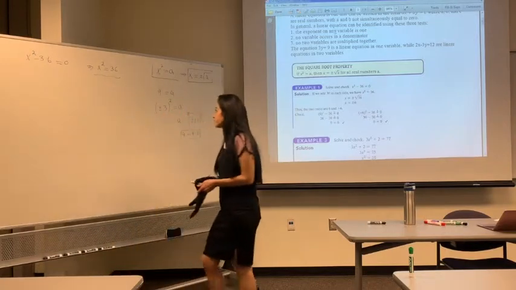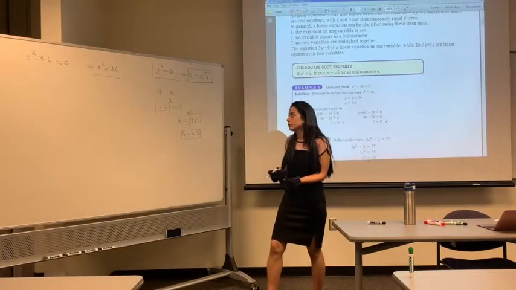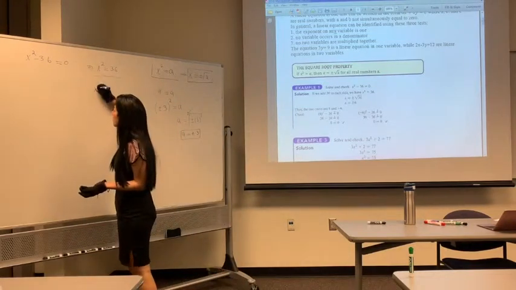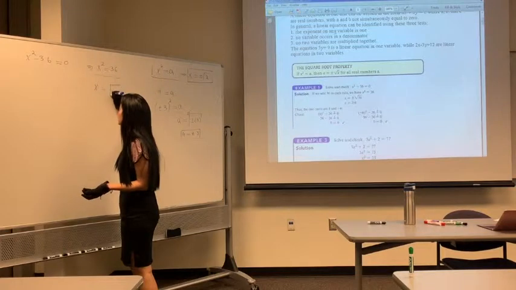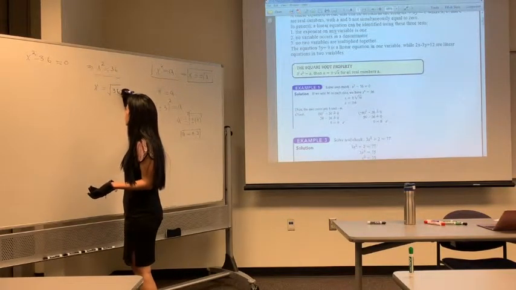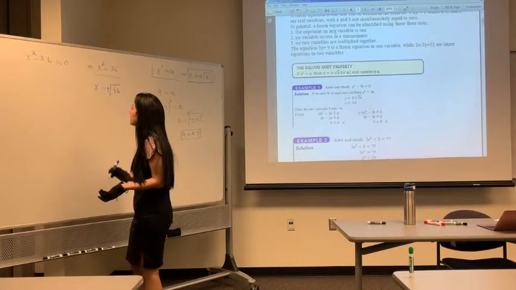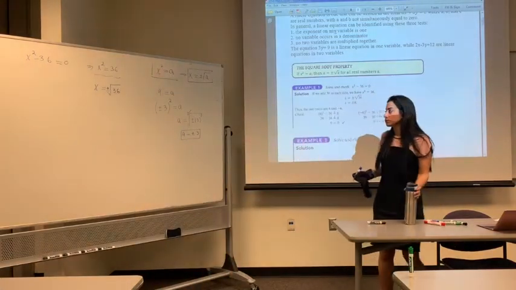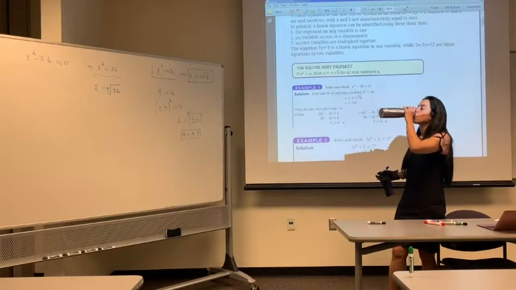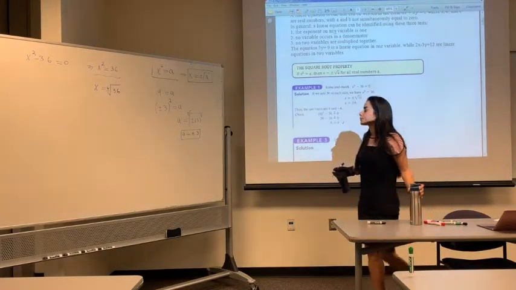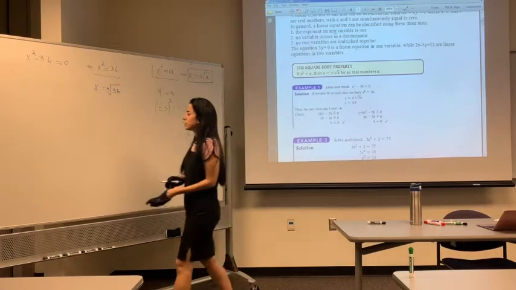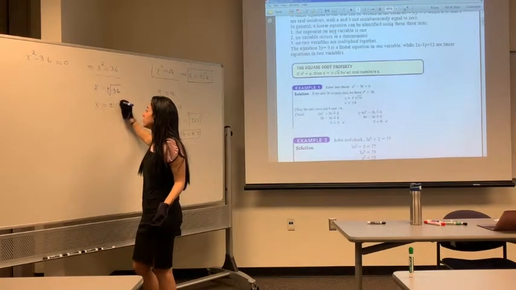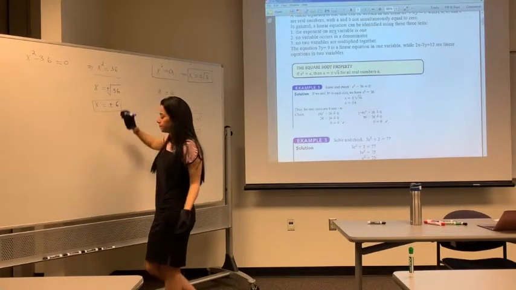Okay, so if we want to solve this using this relation, we will write down x is equal to a square root of 36 with a plus and minus sign. So what is the square root of 36? 6. So the answer will be plus minus 6.